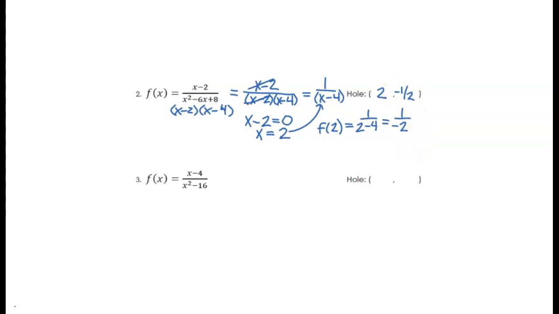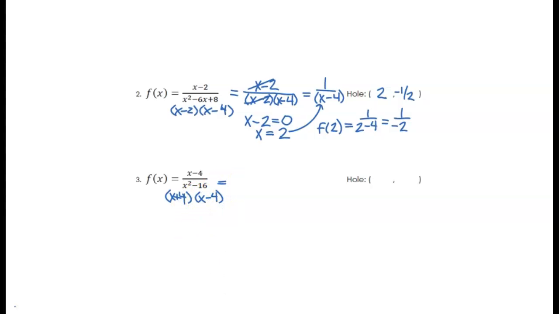So on number 3, when you factor, what is this called? Like I don't need to factor the numerator, but what is the denominator called? Almost. Difference of 2 squares. So when you factor that, you need to square root both of the pieces. So what's the square root of 16? 4. Plus or minus 4. Good. So one of your factors is x plus 4, and the other factor is x minus 4.